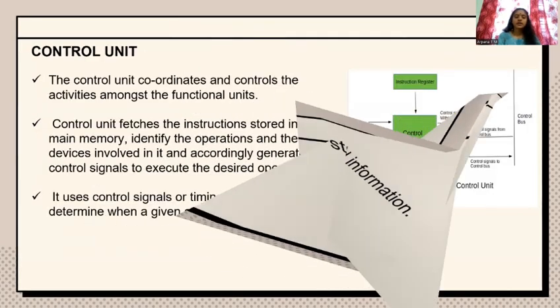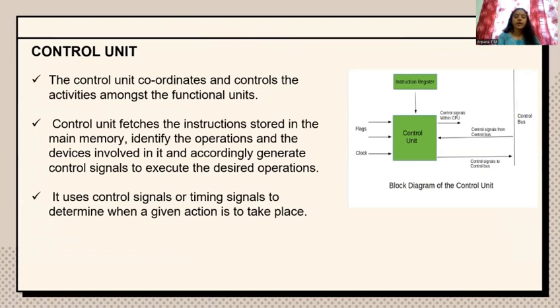Now the control unit. Generally, the control unit coordinates and controls the activities among the functional units itself. It fetches the instructions stored in the memory, identifies the operations and the devices involved, and accordingly generates the control signals in order to execute the desired operations. It also uses control signals or timing signals to determine when a given action or function has to take place.